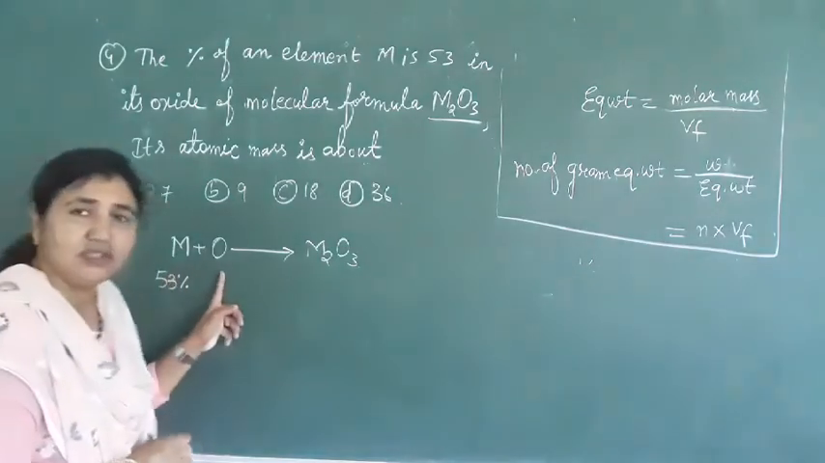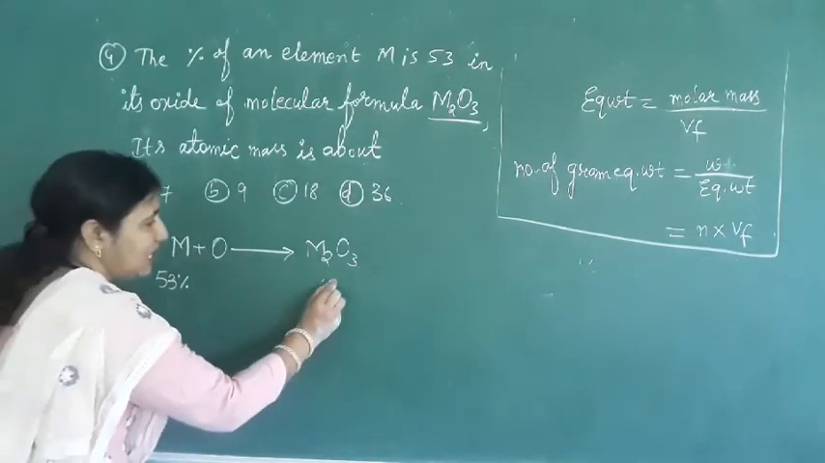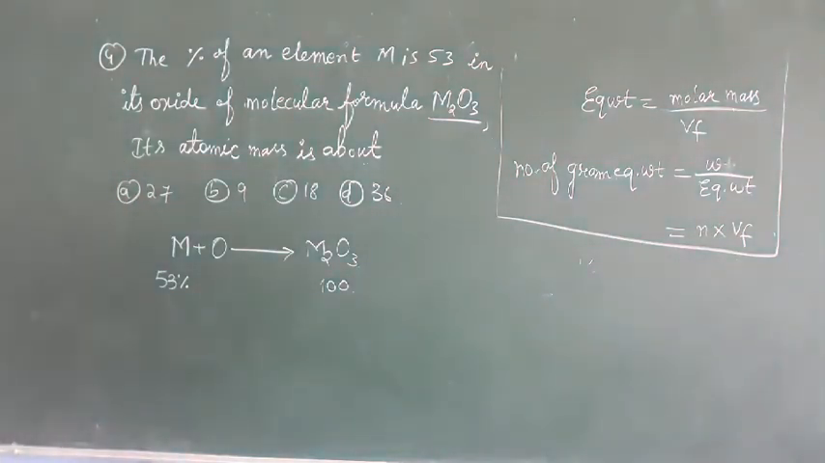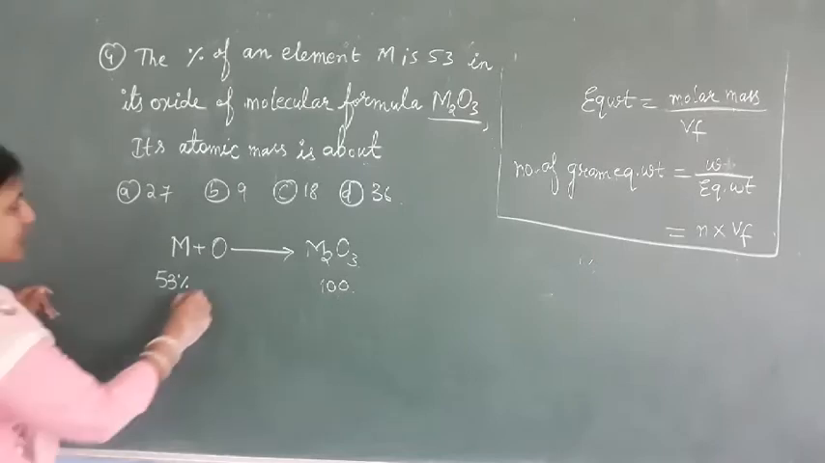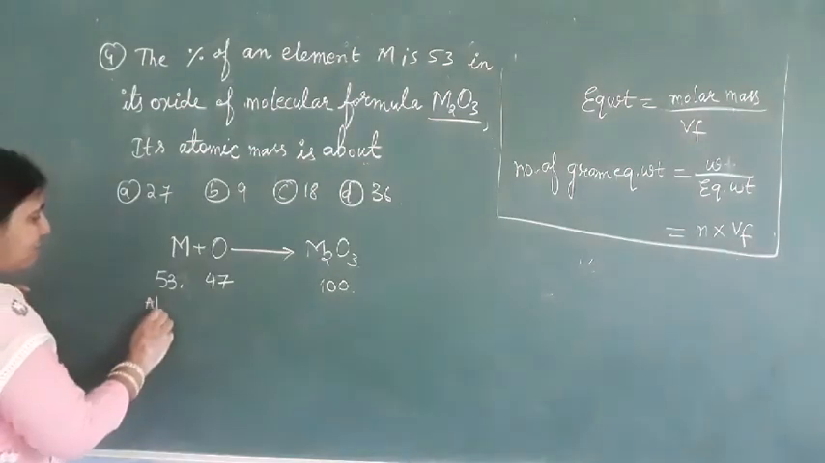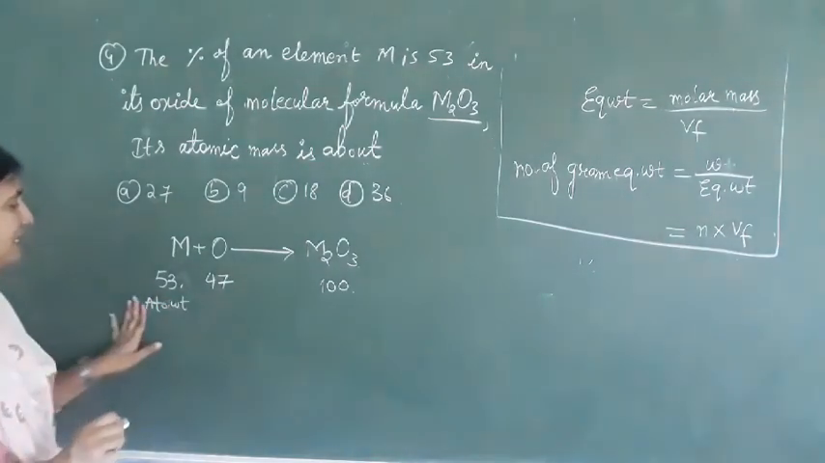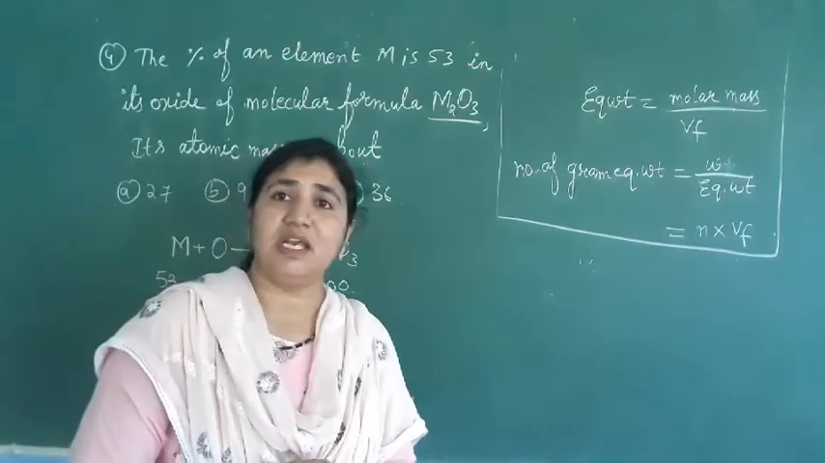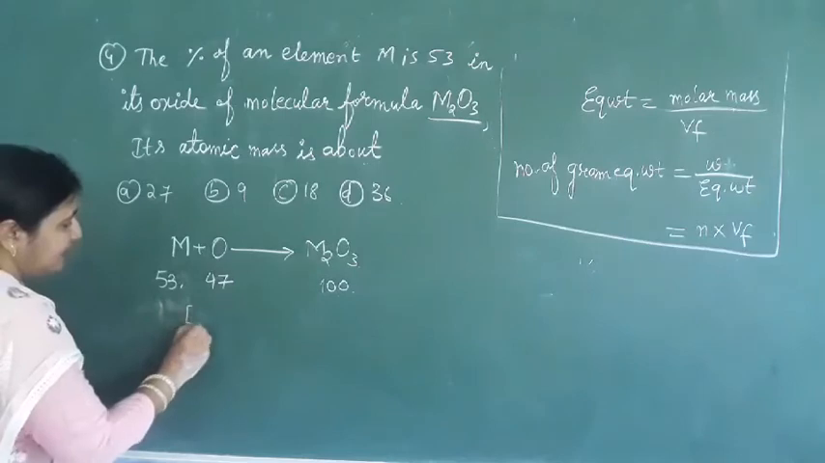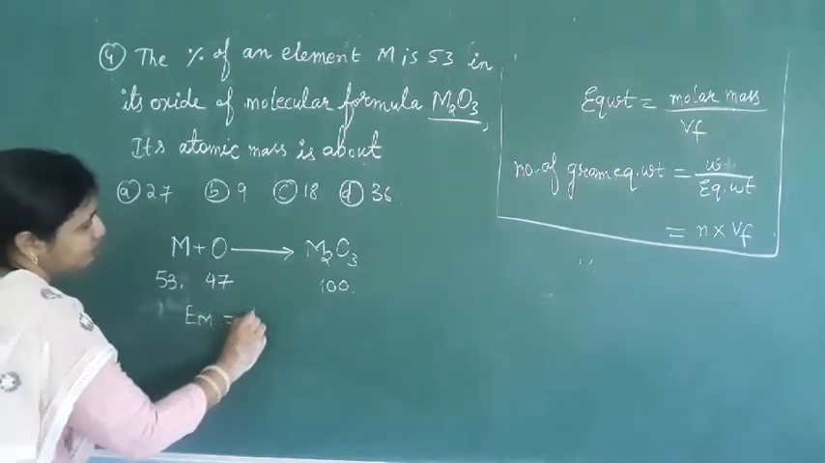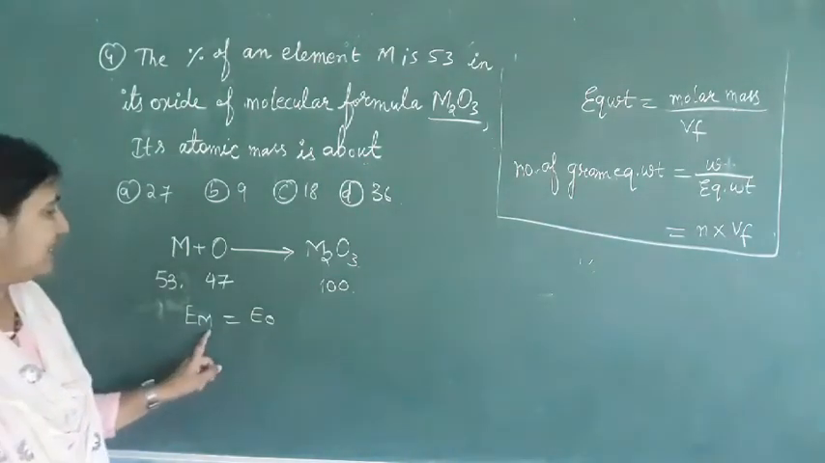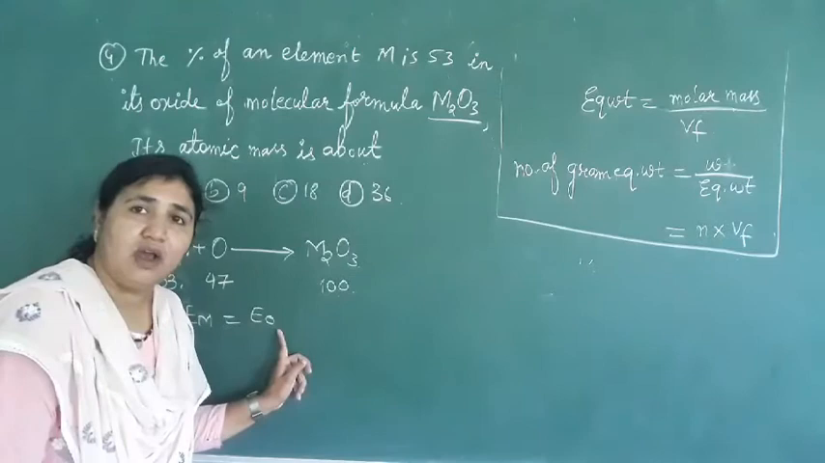So how much will be the oxygen percentage here? The total will be 100, so 100 minus 53, you have to do it. How much is it now? 47, so this is 47 gram. They have asked the atomic weight of the metal. For that, we first have to find out the equivalent weight. So what is the formula? The number of gram equivalents of metal is equal to the number of gram equivalents of oxygen.